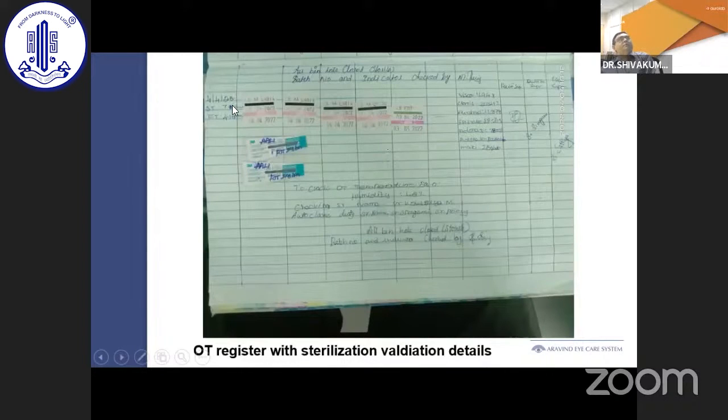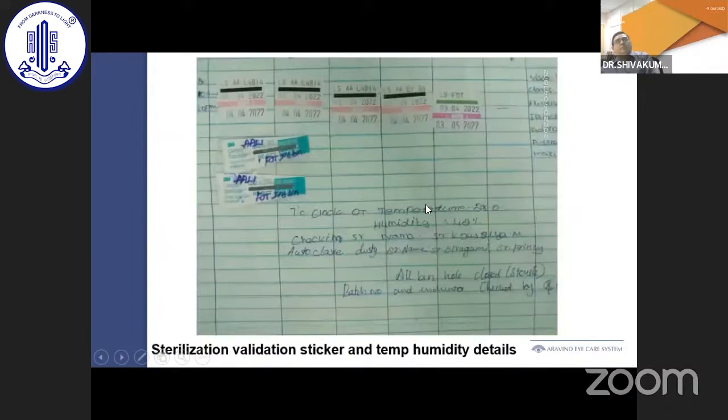Now, this is one very important documentation maintained by every operation theater, where the 3-line indicators of every bin that is used in that OT on that day have been stuck, and also the steady gauge class 5 indicator and the ETO indicator. A close-up will show that the temperature and humidity have also been noted. And this is the list of the consumables or the injections, intracameral injections, which will be used on that day, along with the batch number. So it is easy to trace this back.